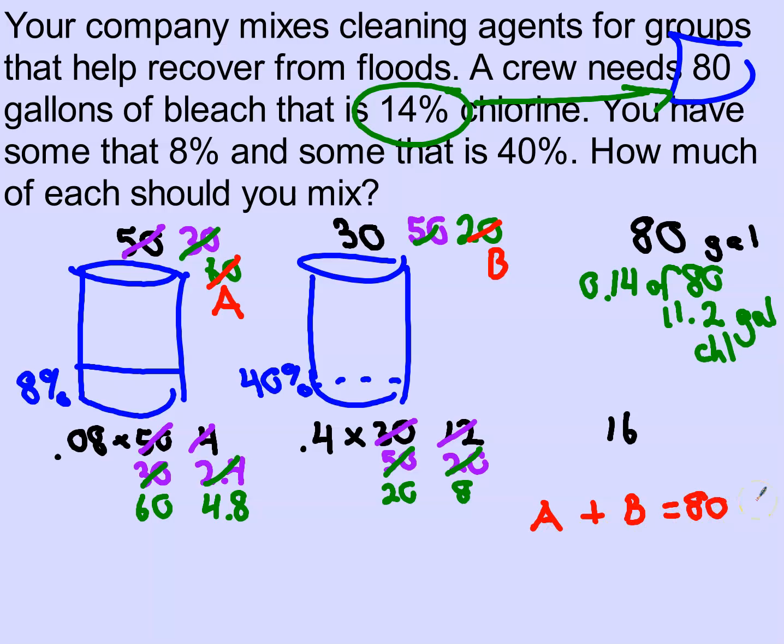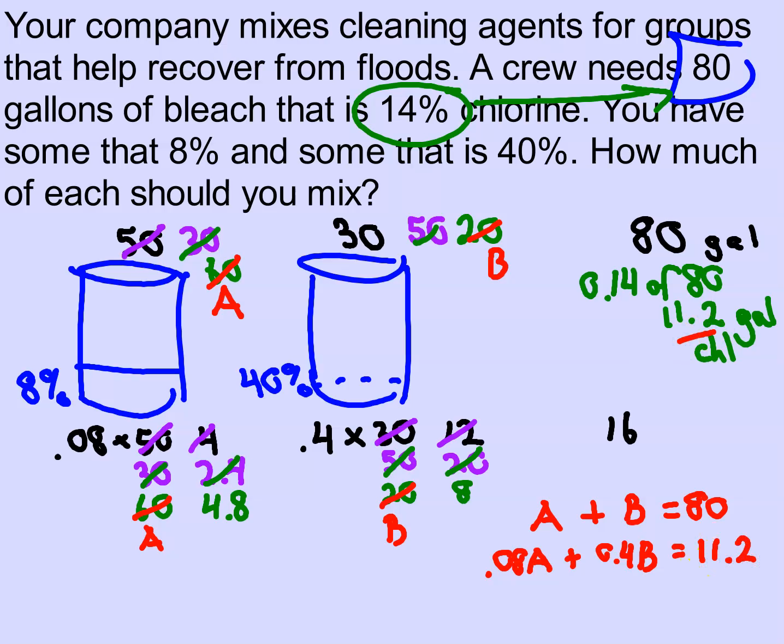And then the next thing is this. Instead of finding 8% of 50 or 8% of 60 or 30, we'll find 8% of A. So that's 0.08 times A. And instead of finding 40% of 30 or 50 or 20, we'll just find 40% of B, but we'll do it the same way: 0.4 times B. And when we added those together, the 8% of A and the 40% of B, what was I trying to get it to be? Well, 11.2.